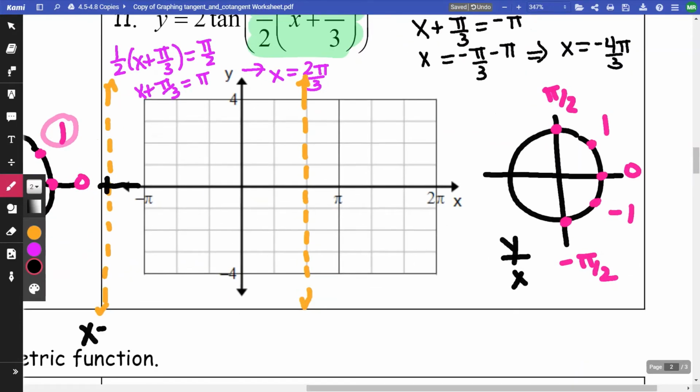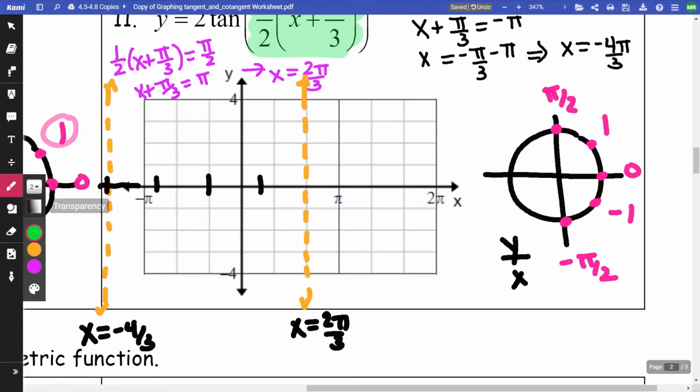So this is going to be x is equal to negative 4 pi thirds. This is going to be x is equal to 2 pi thirds. Okay, and if I go halfway in between, let's see, I've got 1, 2, 3, 4, 5, 6. So this is going to be half. And then halfway in between here, I've got 1, 2, 3, 1, 2, 3. So that's going to be here and here. That's where we're going to be having our other points.